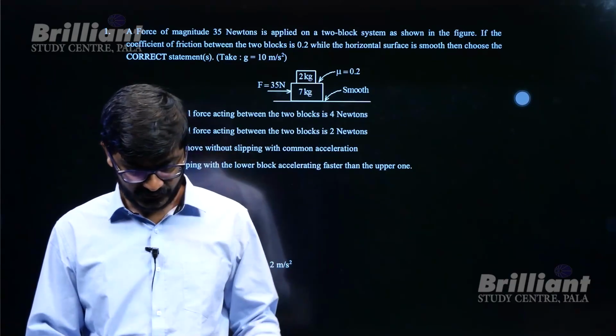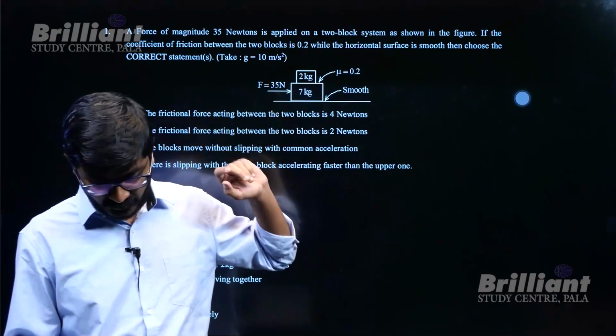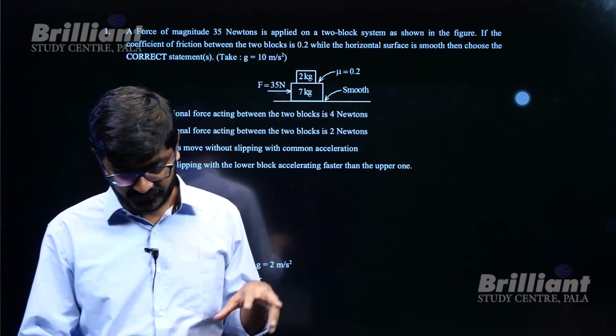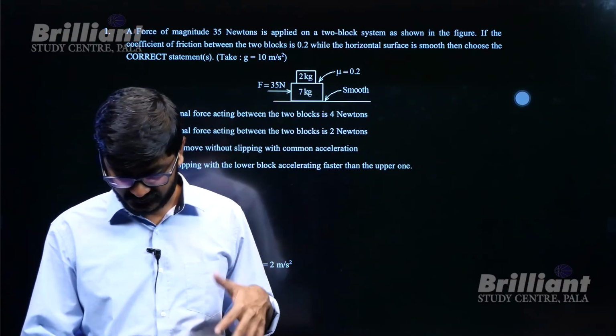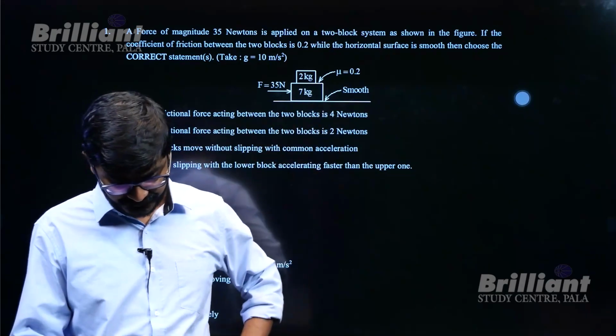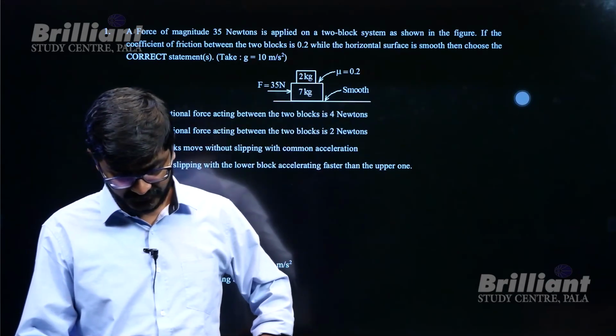A force of magnitude 35 Newton is applied on a two block system as shown in the figure. If the coefficient of friction between the blocks is 0.2 while the horizontal surface is smooth. Okay, this surface is smooth. Then when you apply 35 Newton, what is going to happen?